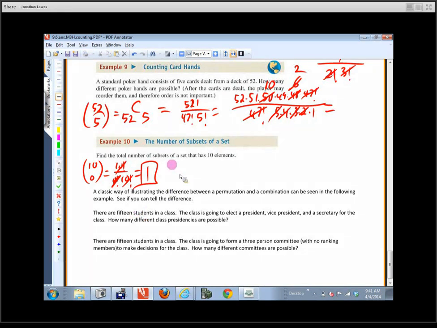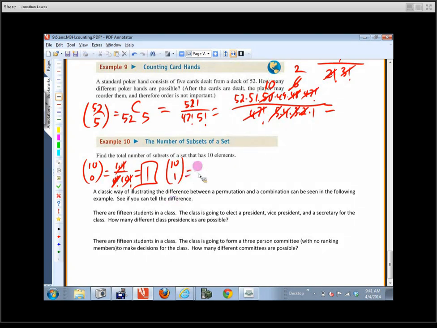I could do 10 of them and take them one at a time. 10 choose 1. Now stop and think about that for just a second. We got 10 cards laying on the table. I'm going to take them one at a time. How many different ways can I do that? 10 different ways, right? I can choose the first card, put it back. Choose the second card, put it back. So there would be 10 of those.